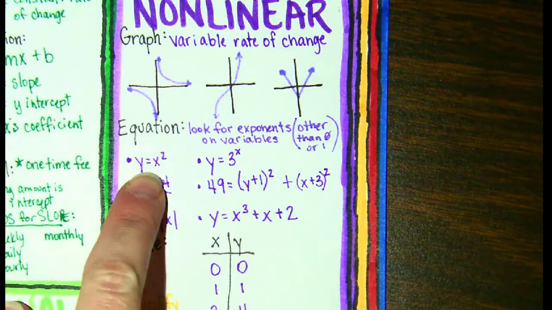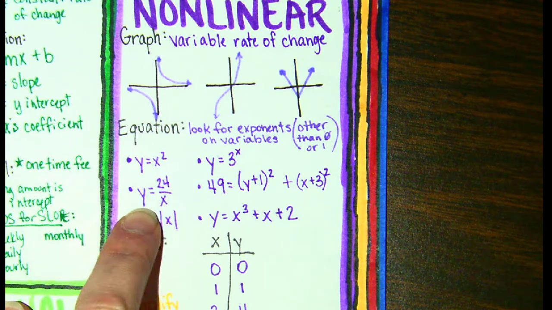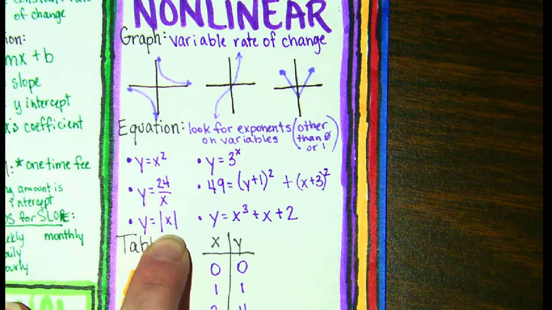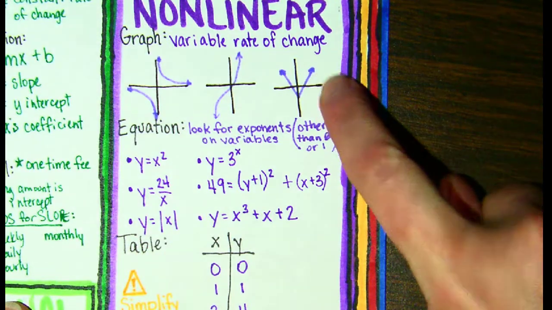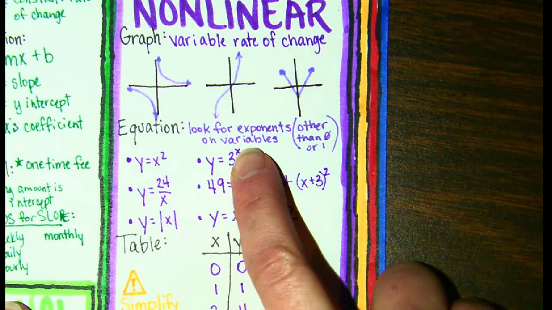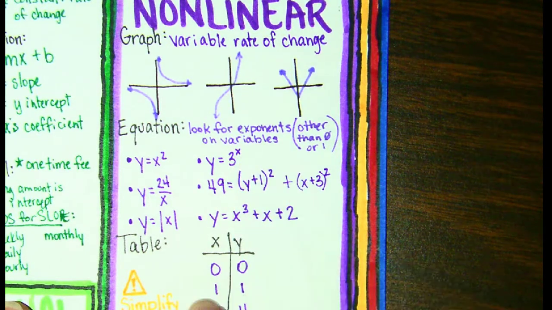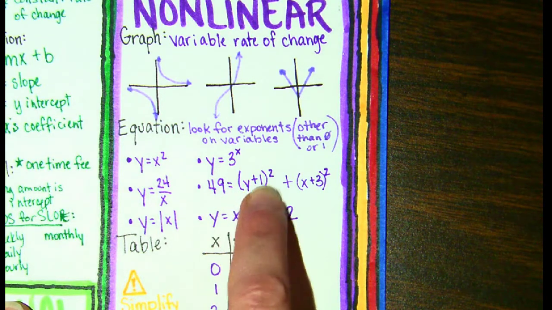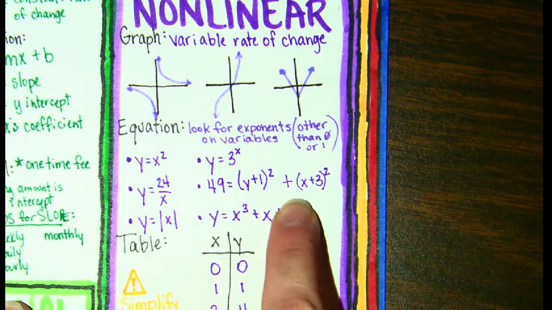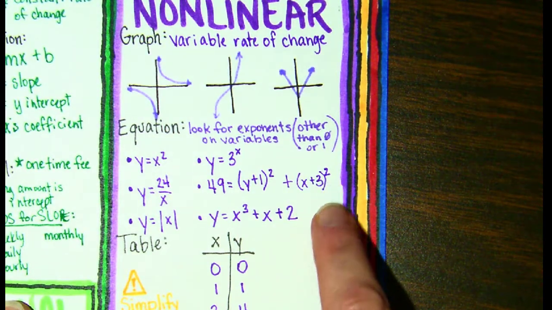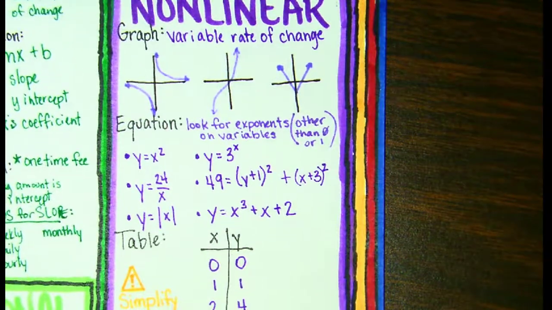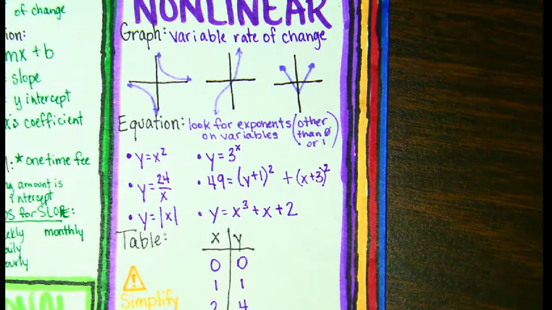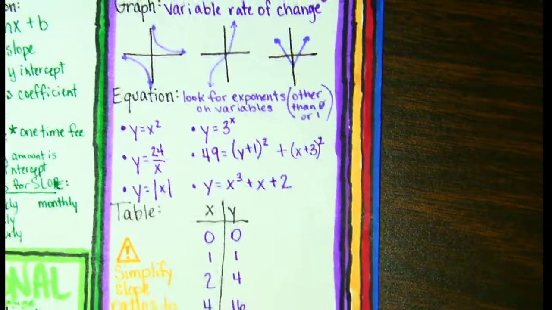Here are some examples. y = x². y = 24/x. y = |x| would look like this. y = 3^x. Here's a fun one: 49 = (y + 1)² + (x + 3)². y = x³ + x + 2. All of these are examples of nonlinear functions.